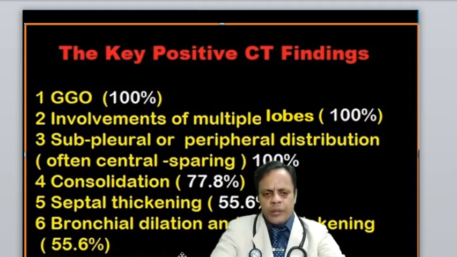Multiple lobes will be involved and bilateral in distribution, and there will be a predominantly subpleural distribution and basal posterior distribution. Central areas may be spared, but not exactly. There could be septal thickening, crazy paving, septal thickening mixed with crazy paving, or like that. Bronchodilation and septal thickening could also be there. So there is a different and deep subject you have to learn.